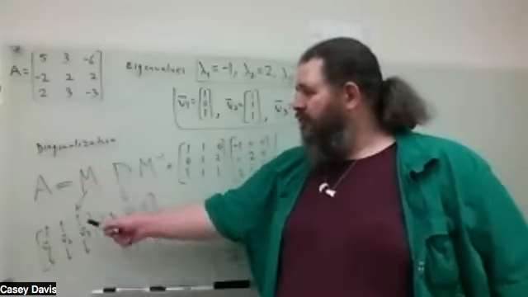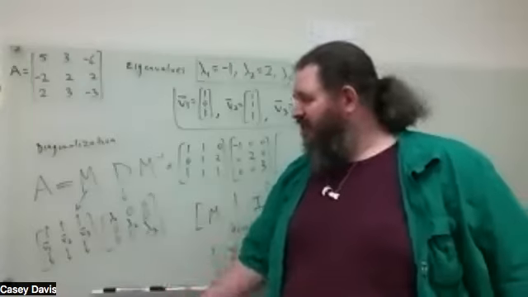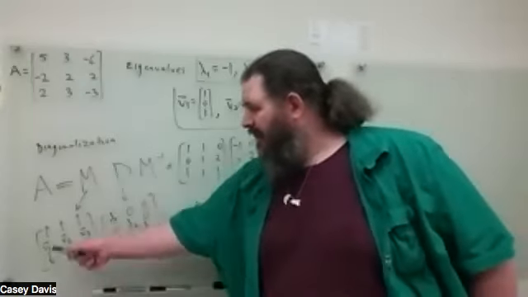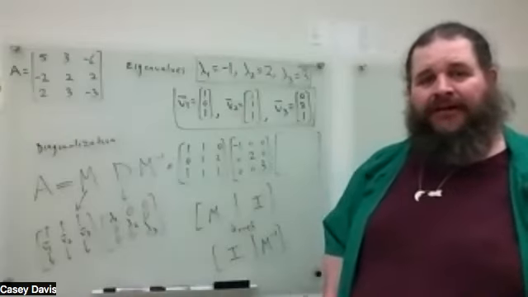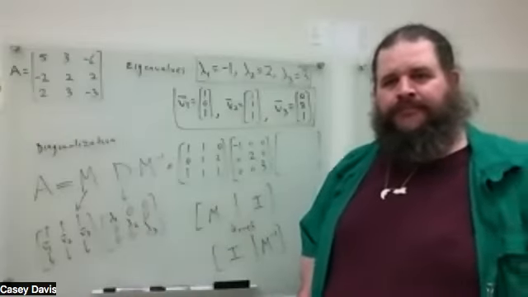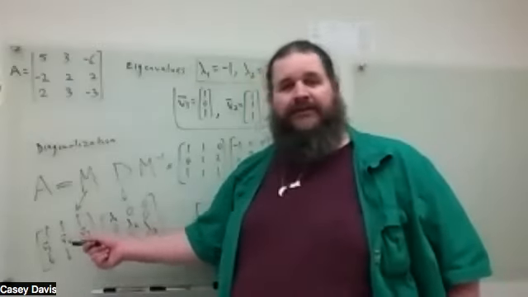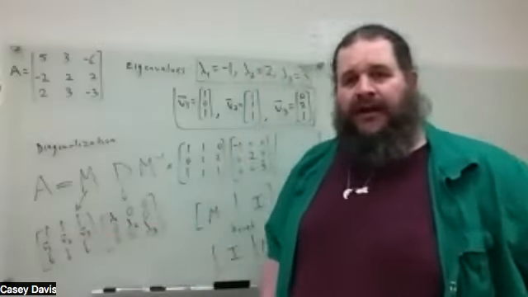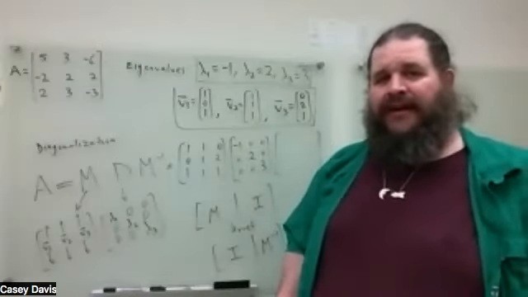So diagonalization only works if this M matrix is invertible. And that's the case if and only if it has enough linearly independent eigenvectors to fill up all the columns. And typically you would only get not enough linearly independent eigenvectors if the characteristic quadratic has a repeated root. And even then, it's not guaranteed.